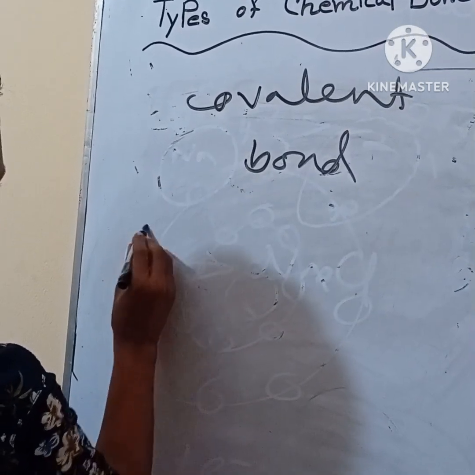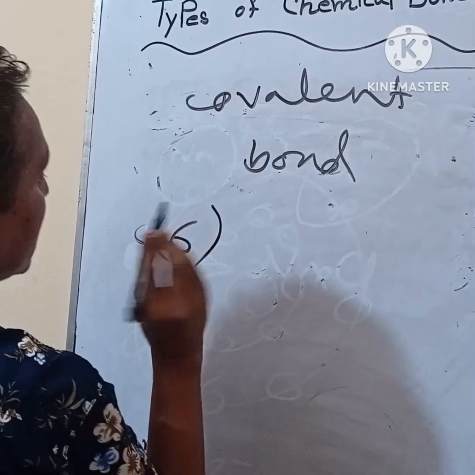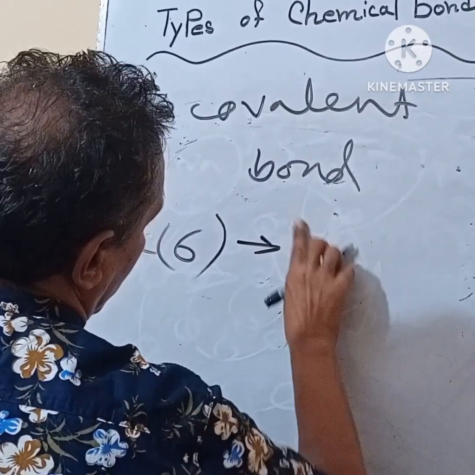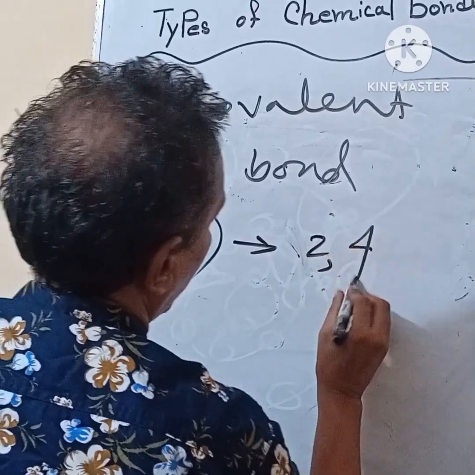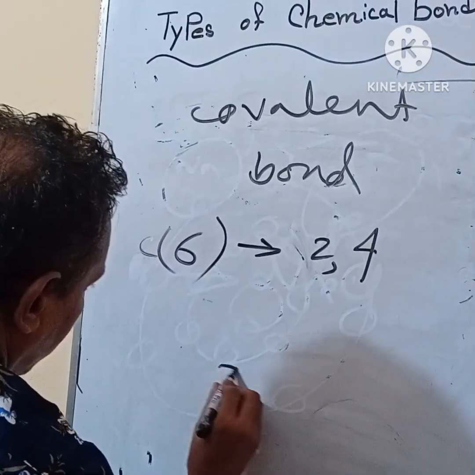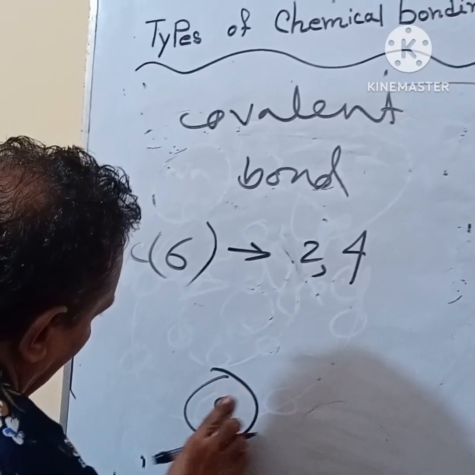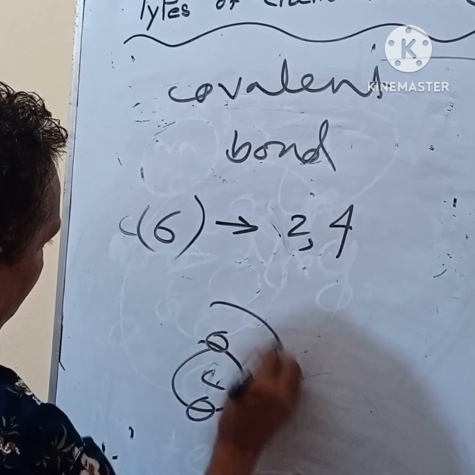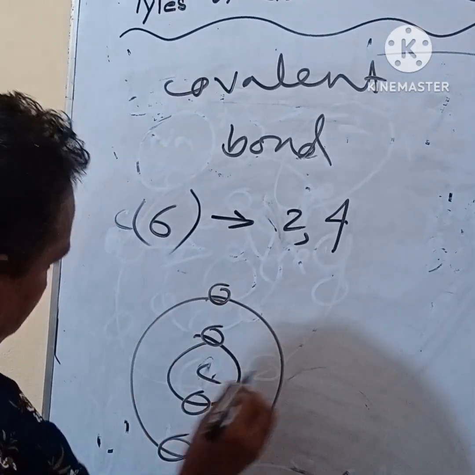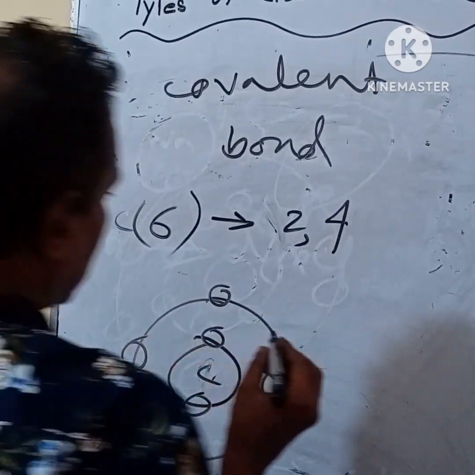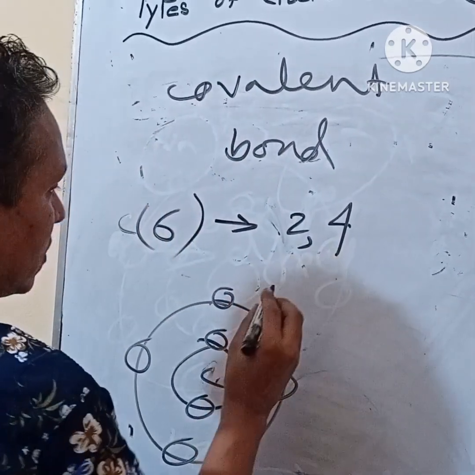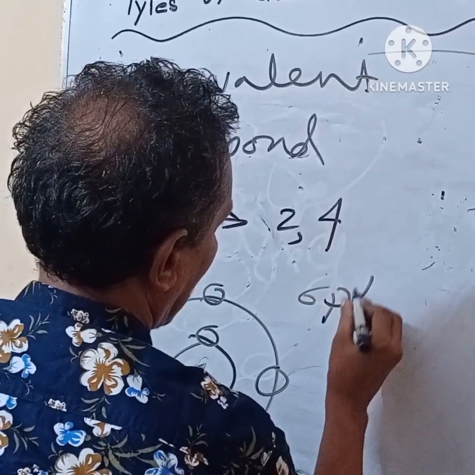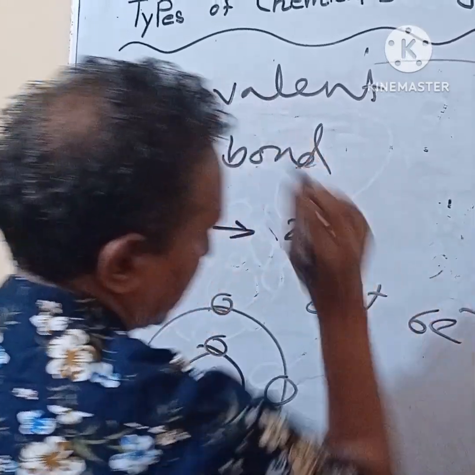Covalent bond, such as carbon, has 6 electrons: 2 and 4, with 4 in the outer shell. The first orbital has 2 electrons and the outer has 4 electrons. We have to know that carbon has 6 protons plus 6 electrons minus.